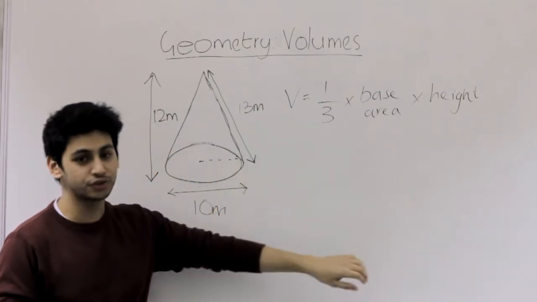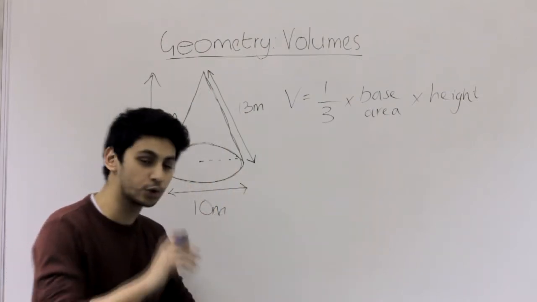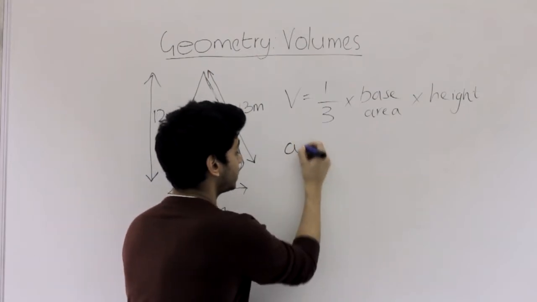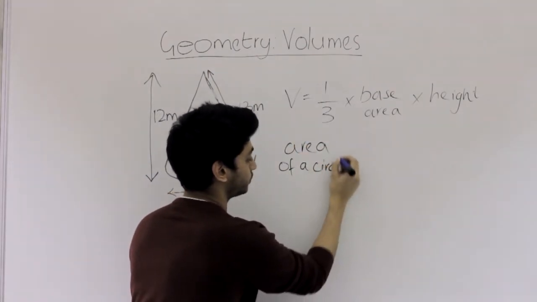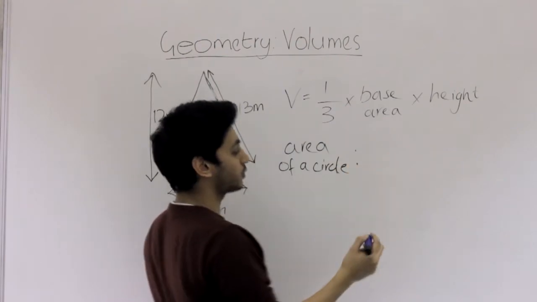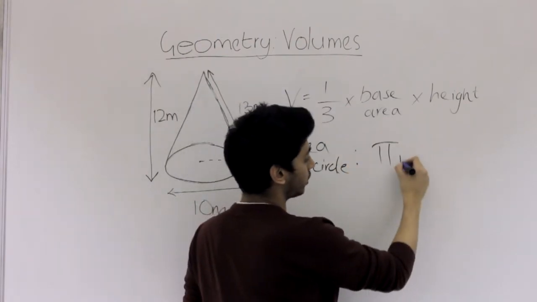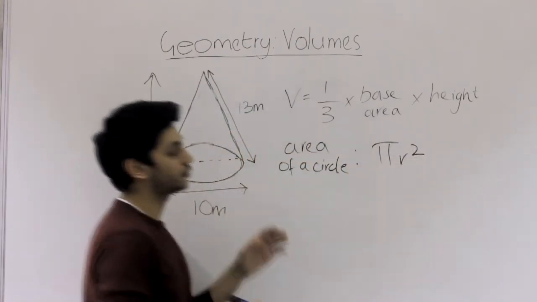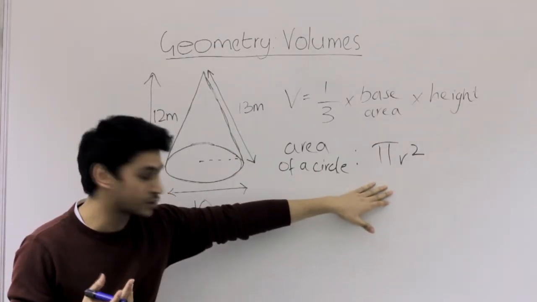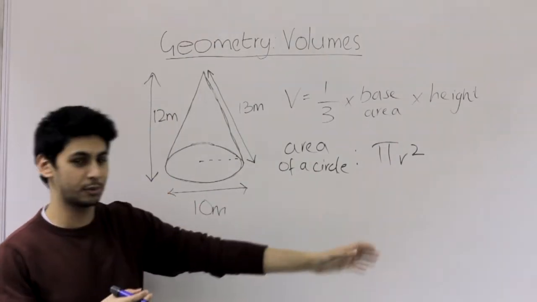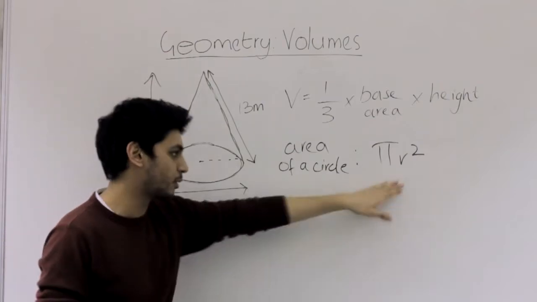So what we're going to need to do is introduce a secondary formula. You should all be familiar with this formula. This is for the area of a circle. The formula simply is pi r squared. You should have already come across this formula before. It's going to be given in your exam paper, so you don't have to worry about remembering it, but it will save you a lot of time if you do.